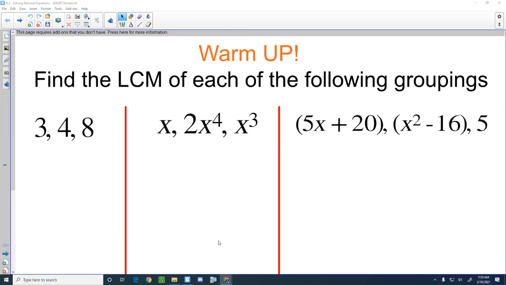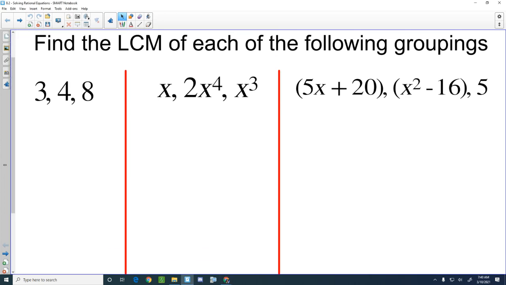And I'm going to figure out the LCM for 3, 4, and 8. It's 24, right? All three of those can multiply evenly into 24 or be divided by 24, meaning that 24 is a common multiple, right? 3 times 8, 4 times 6, 8 times 3. They all can be multiplied by some amount, doesn't have to be the same amount, into 24. 24 is divisible by each of them, think about that. And 24 is the least common multiple, right?